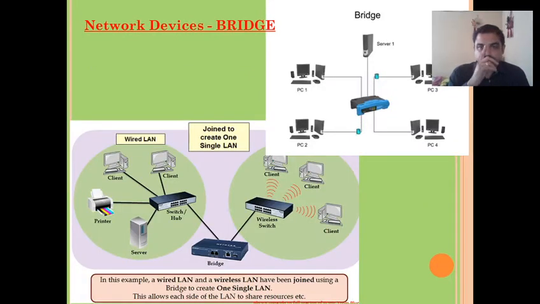Clear? So here there is a picture of how it works. There is a switch here for the wired LAN and there is a wireless LAN switch. So both are connected to a bridge. So it allows each side of the LAN to share resources. Clear?